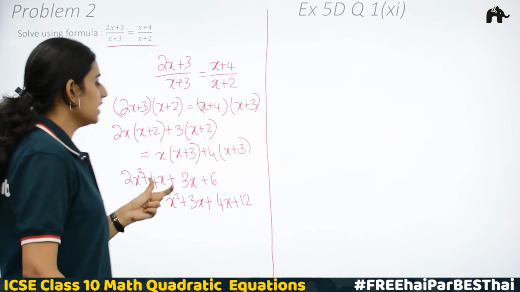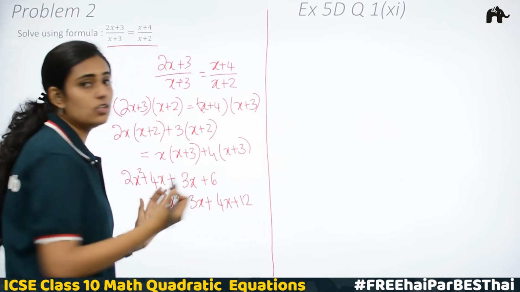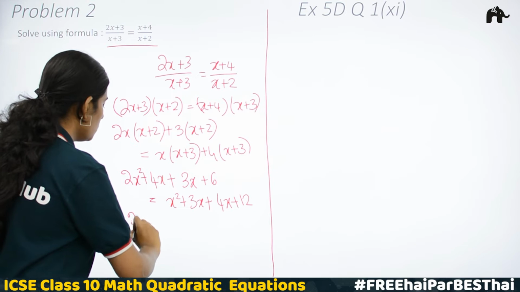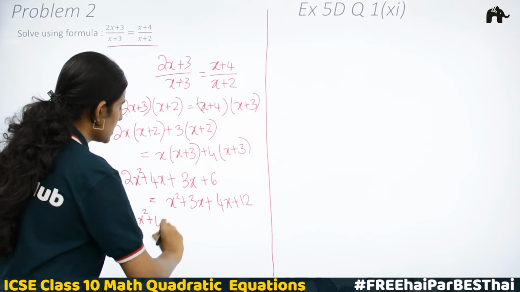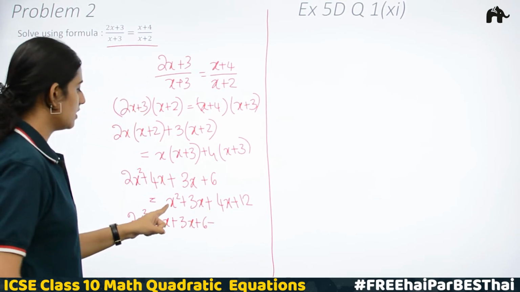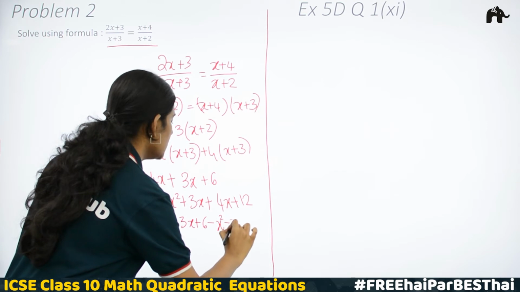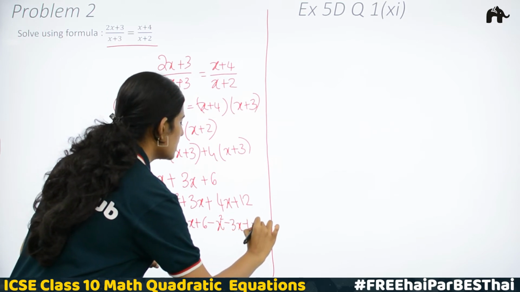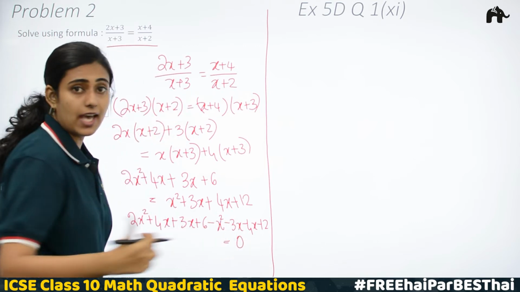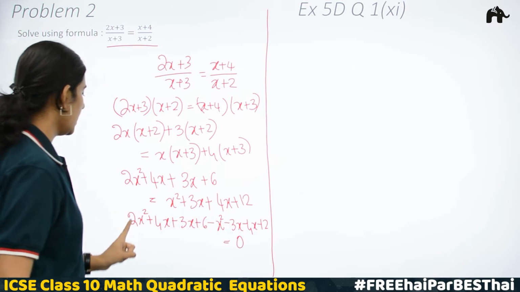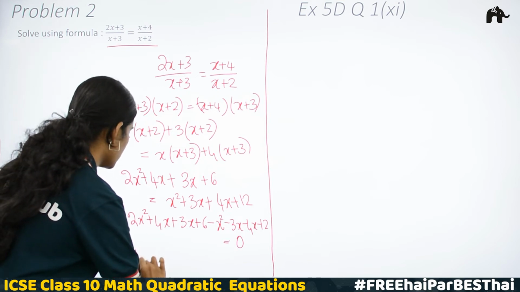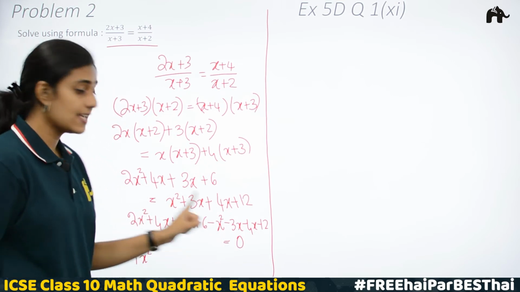Okay. Now to get the quadratic form, we just need to rearrange. Taking all terms on RHS to LHS, you will be getting 2x² + 4x + 3x + 6 − x² − 3x − 4x − 12 is equal to 0. Okay, RHS we have 0. Now take the terms containing x². We have 2x² and minus x². We will be getting 1x². 2x² minus x² is 1x².